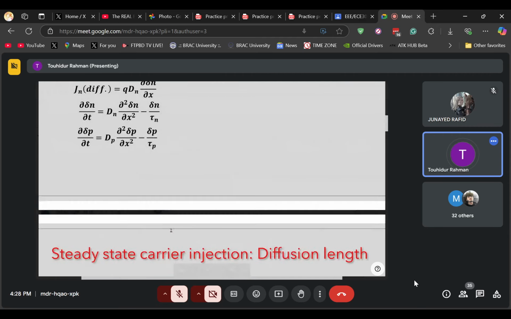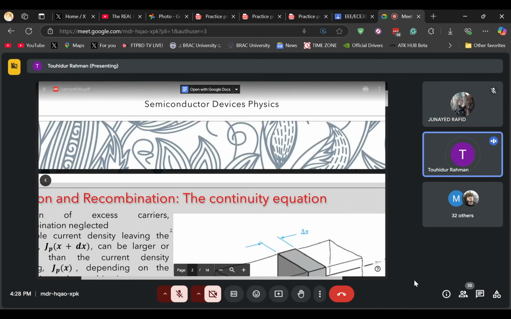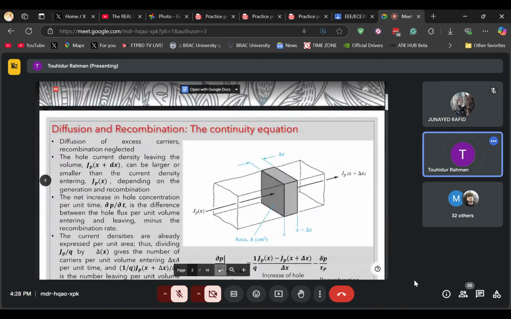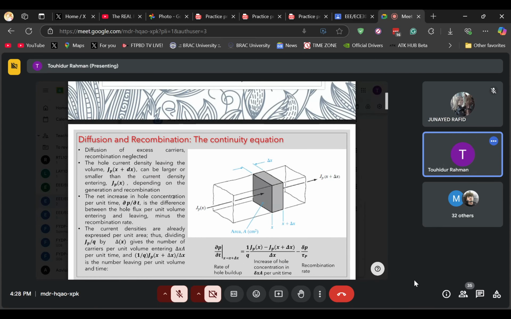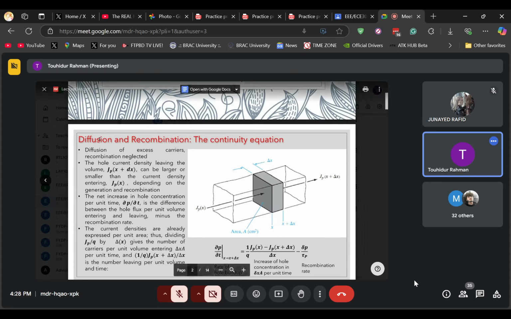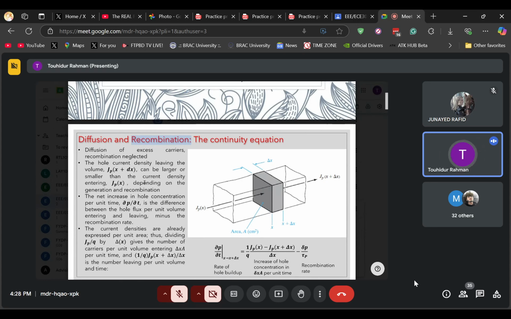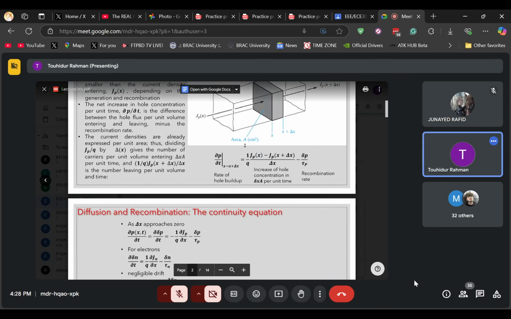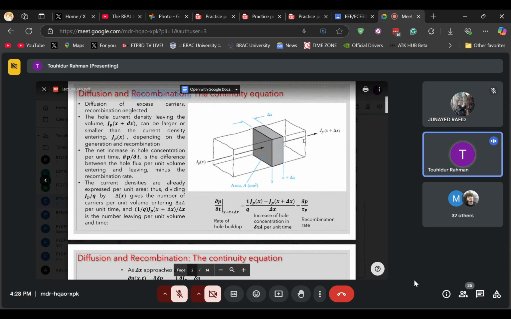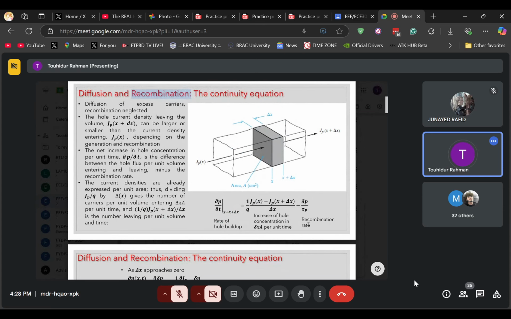Okay, so now again, these are all sequential. We have to go step by step. Initially we discussed diffusion. We also discussed recombination separately. Here we are going to combine them together with this experiment of input current, output current, and also recombination.